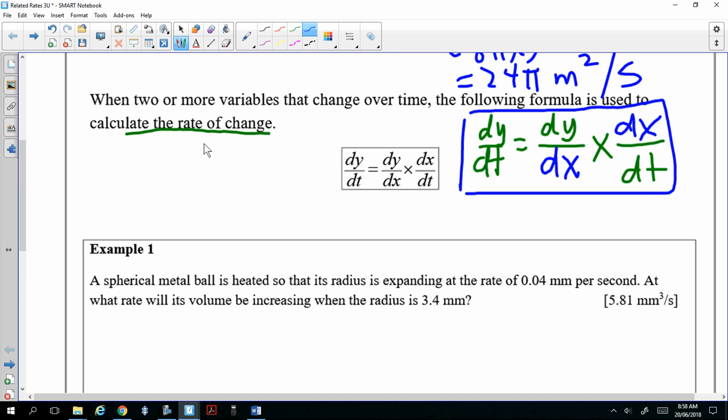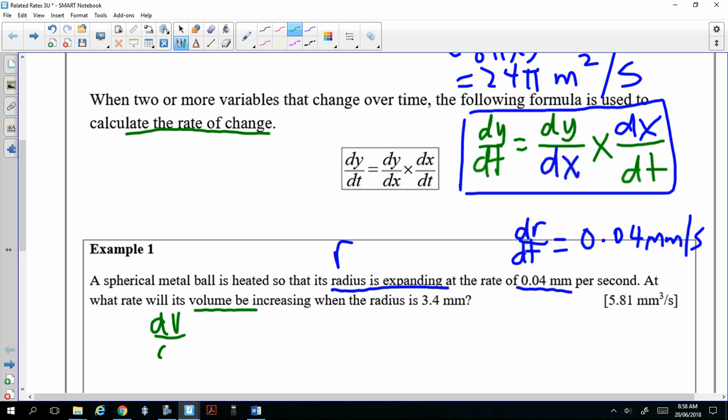A spherical metal ball is heated so that the radius is expanding at this rate. So if we let the radius be r, the rate of change of radius can be written as dr/dt = 0.04 millimeters per second. And at what rate will the volume be changing? So it's asking dV/dt is question mark. So given the rate of change of radius, what's the rate of change of volume, when the radius is 3.4?